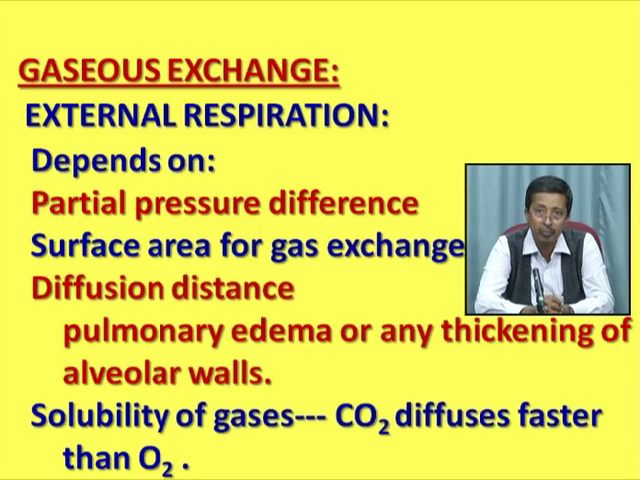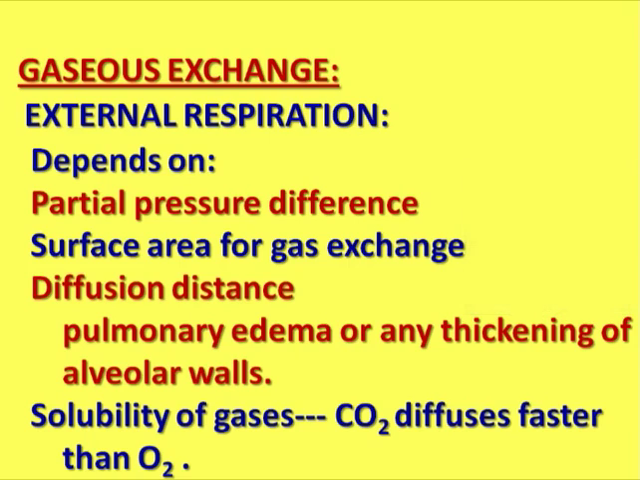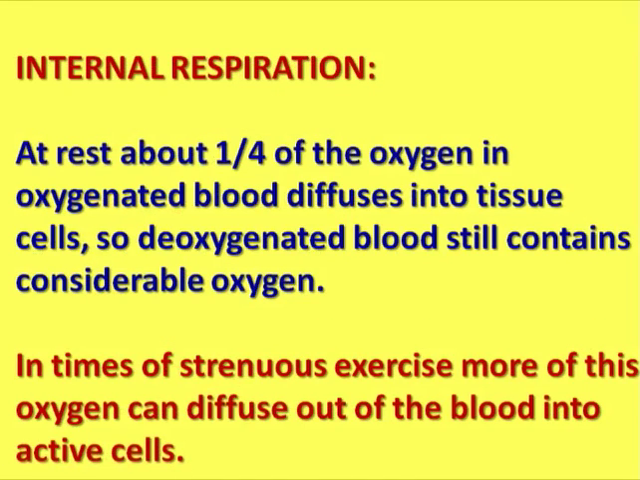Sometimes due to the abnormality in the lungs, due to pulmonary edema, or we can say thickening of the alveolar walls, the distance will be increasing, so it will be affecting the transport of these gases. Then the fourth factor we are talking about is the solubility of the gases. When we talk about the solubility of the gases, carbon dioxide diffuses faster than oxygen because of the more soluble nature of the carbon dioxide.